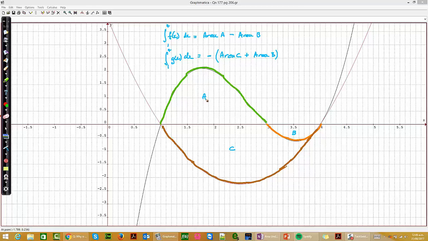Now I've deliberately labeled them A, B, and C. So we want to get the area called A, this part here. We want to get area C, but we don't want to include this area B here. What I've written up the top here is what we would get if we calculated the following definite integrals.